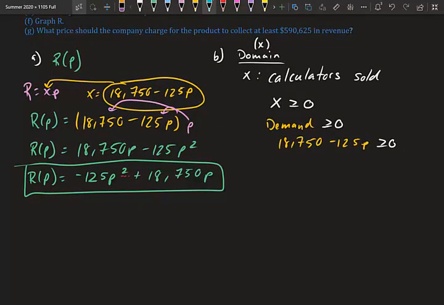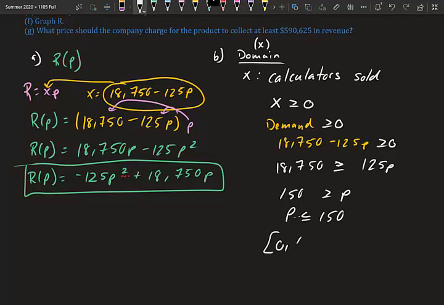So let's add 125P over. So when we do, we have 18,750 is greater than or equal to 125P. Divide by 125 on each side, and we get 150 is greater than or equal to P. Let's rewrite that. So you see how it's pointing towards P, so it should always point towards P. Okay, 150. So our domain is 0 to 150.